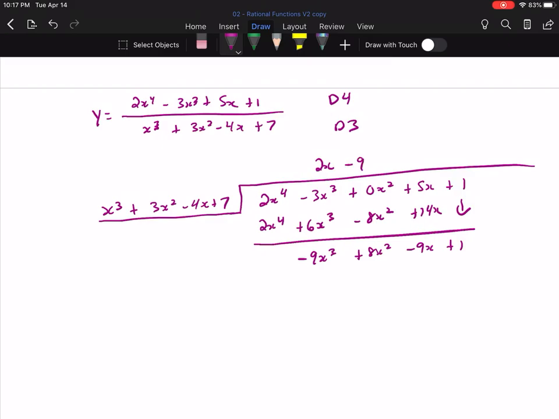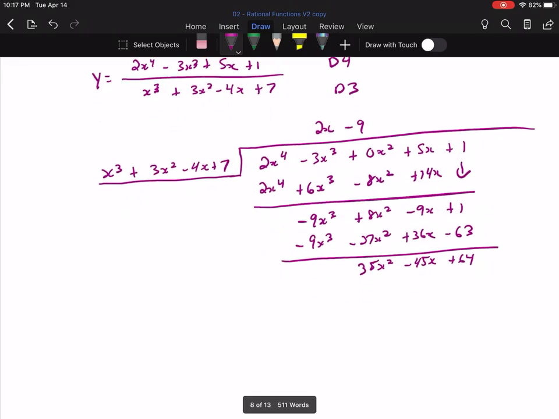Next, I need a minus 9. So I get minus 9x cubed minus 27x squared plus 36x minus 63. Let's make sure I did all those right. Negative 9x cubed, negative 27x squared, plus 36x, yes, minus 63. Subtract those, and what I get is 35x squared minus 45x plus 64. Let's just make sure I did that right. 8 minus negative 27 is 35, yes. Negative 9 minus 36, negative 45. 1 minus negative 63 is 64.